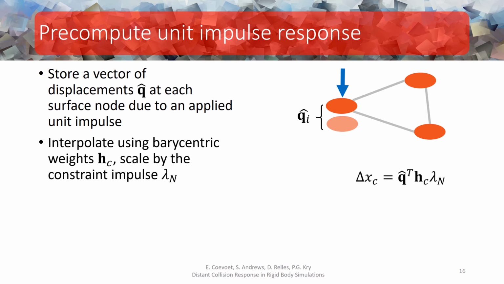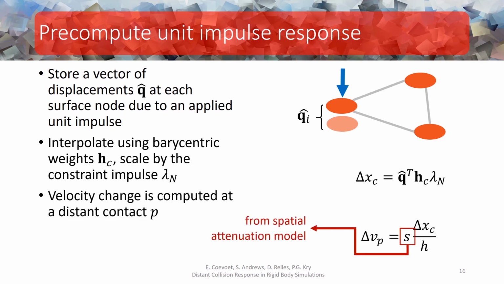Displacements are then retrieved by the rigid body simulation during an impact, and the amplitude is estimated by interpolating the displacement Q hat across FEM nodes and scaling it by the impulse from the constraint solver. Then, to compute the amplitude at a distant contact, the displacement is again scaled by a factor computed by the approximate attenuation model. Finally, we divide by the time step to compute a velocity change.